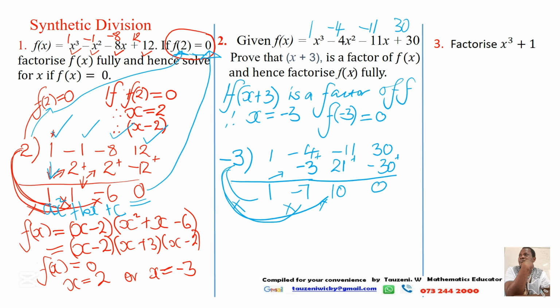Now, if x plus 3 is a factor as is stated, then you must get 0 at the end here. Now remember the numbers that we have from our expression. What are they representing?